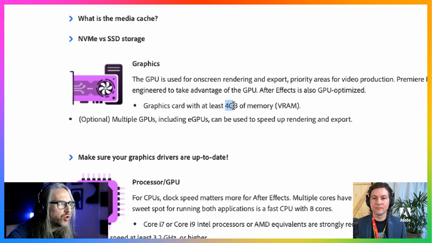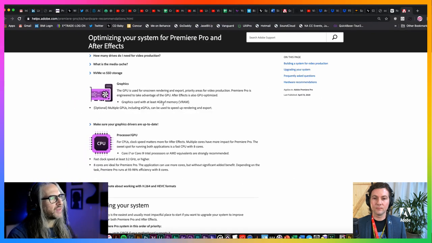So again, can you do it with less than four? Sure. If you're going to be working in 4K, or in a mix of 1080 and 4K and other formats, you really want about 4 gigs of dedicated video memory. We have GPU acceleration for that reason. So the smaller your GPU, the less performant the playback of real-time things is going to be. I can't emphasize it enough.